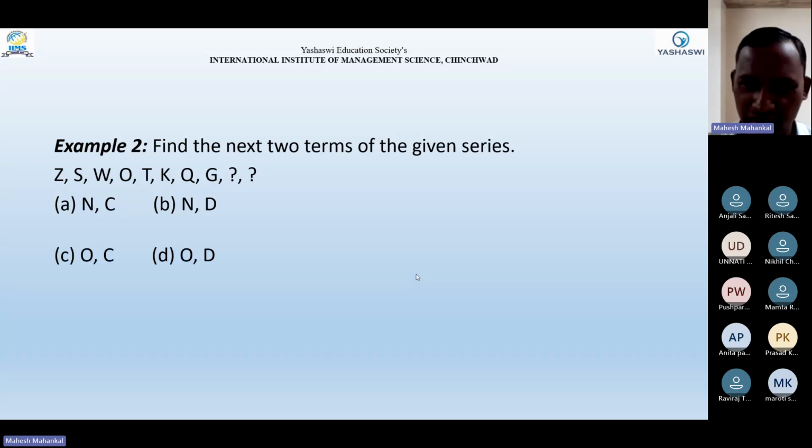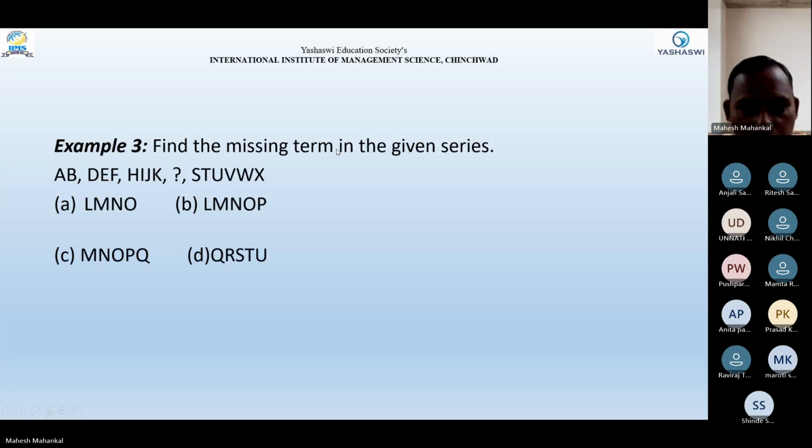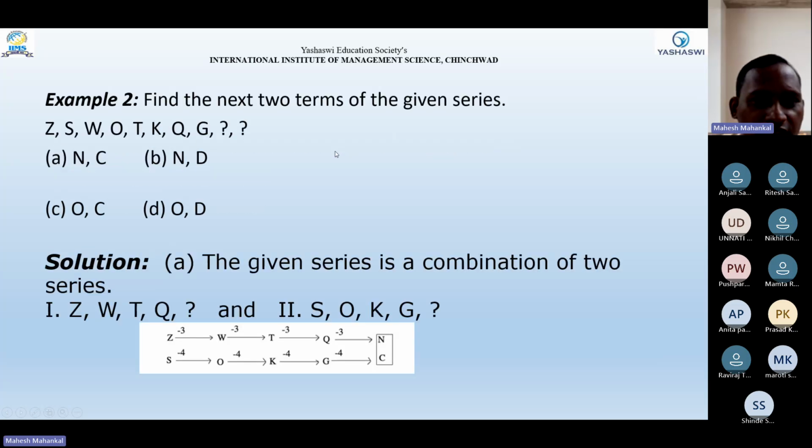Okay. Now we are going to see the correct answer of this. NC says, OD says. Why is this screen not moving? Okay. This is the correct answer. The answer is NC.